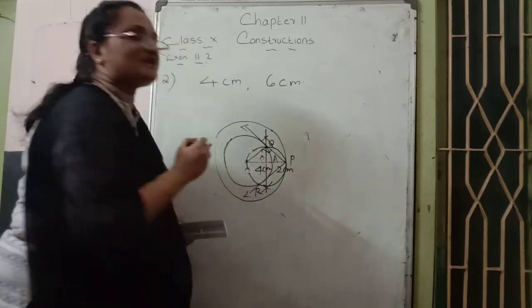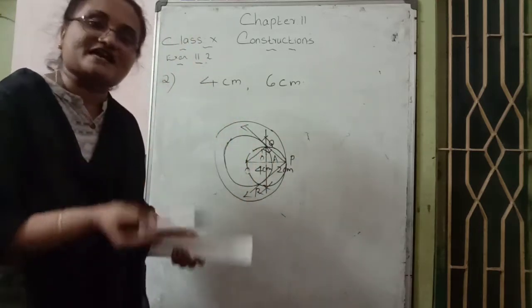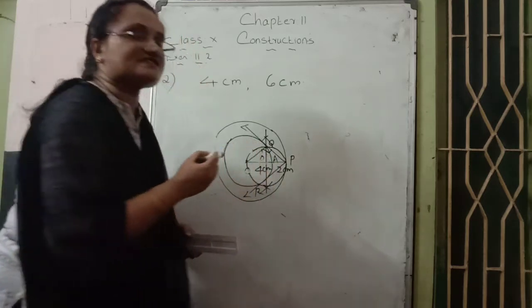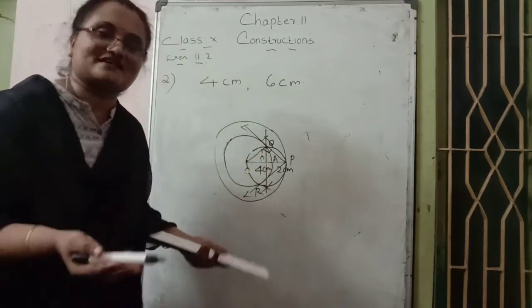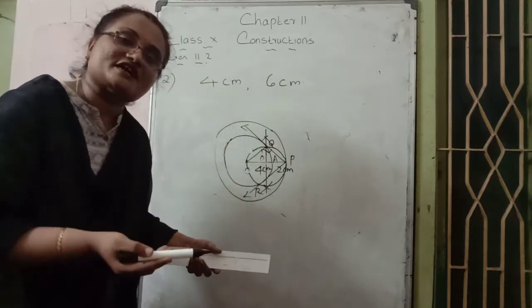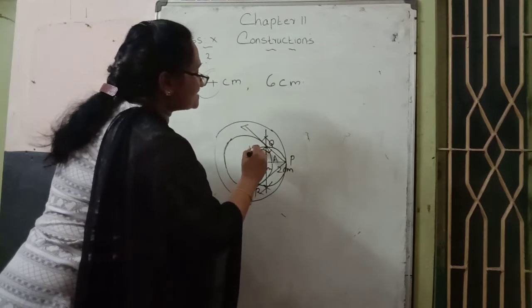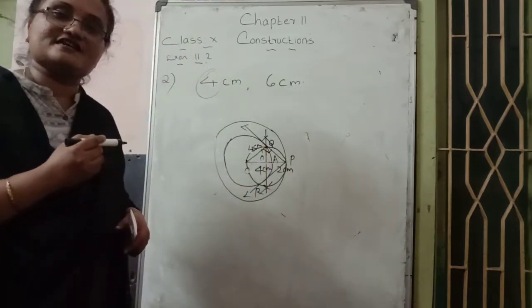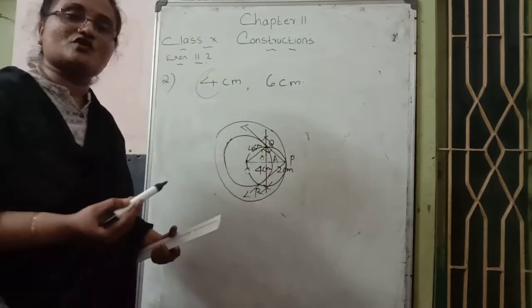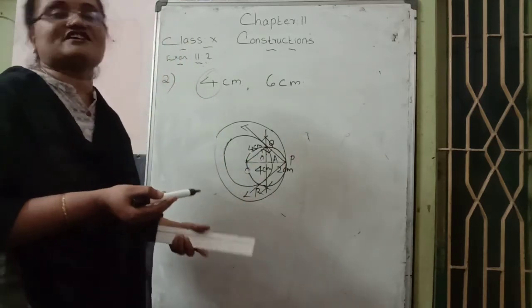OQ represents the altitude side and PQ represents the base side. O to P distance is how much? 4 plus 2, 6 centimeter. Already we know. What about OQ? That is equal to the radius of the first circle. The first circle radius is 4 centimeter. That value also we know. Which value we don't know? PQ. That is the base of that right angle.